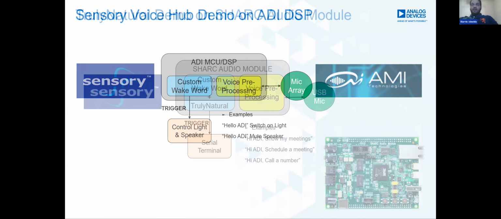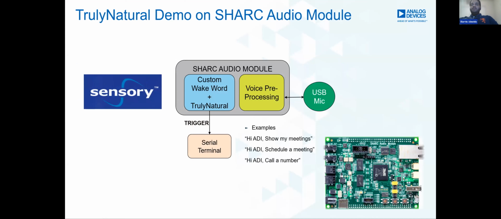And now for our next demo, we have the Shark audio module demonstrating Truly Natural. The ARM core on the Shark runs embedded Linux built using the Yocto build system. Truly Natural runs as an application on the OS. The Shark DSPs can either run bare metal code developed using CrossCore Embedded Studio or be configured using SigmaStudio, which is a low-code graphical tool for programming, development, and tuning of Shark DSPs.